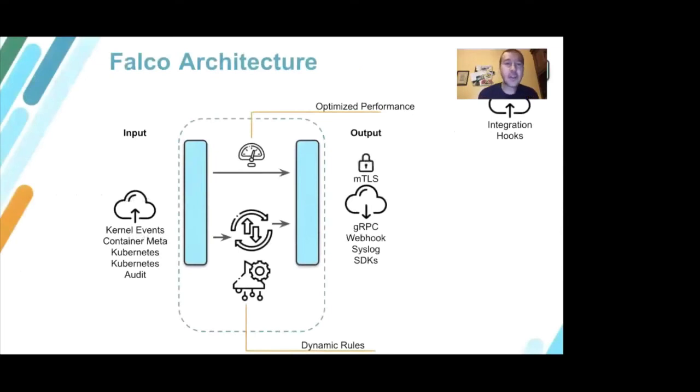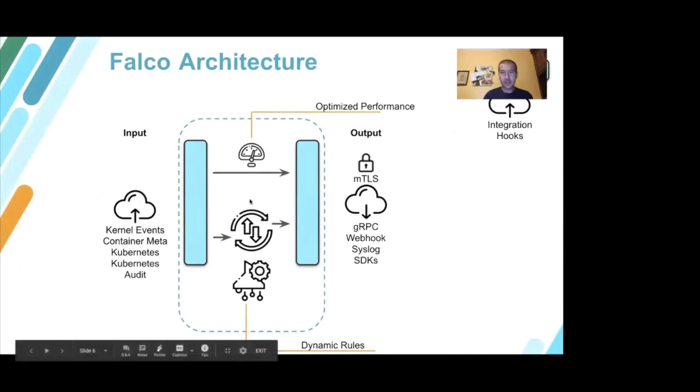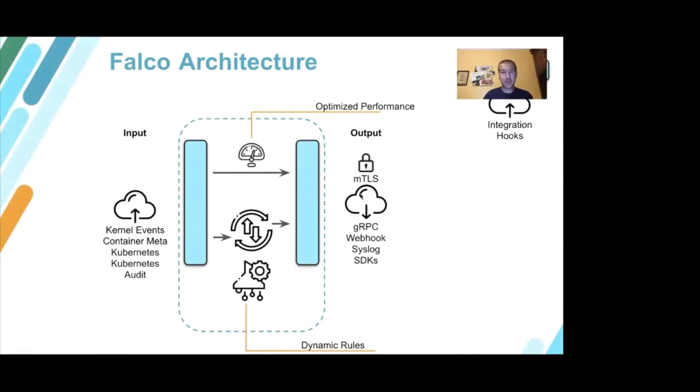Let's go a little bit into architecture. At the high level, the Falco architecture is relatively simple. There are inputs, there are rules, there's an engine, and there are outputs. So inputs, of course, can be, as I was mentioning, kernel events in the form of system calls, but also container metadata, Kubernetes audit events, Kubernetes metadata information, and so on.